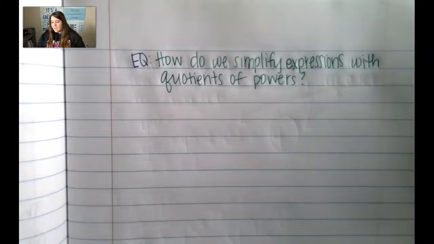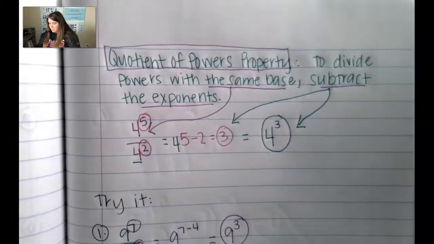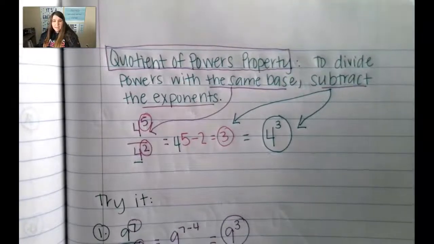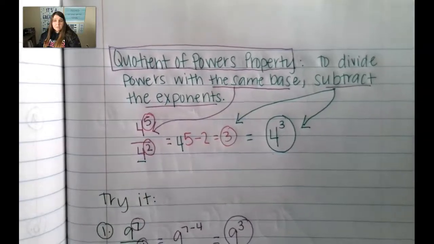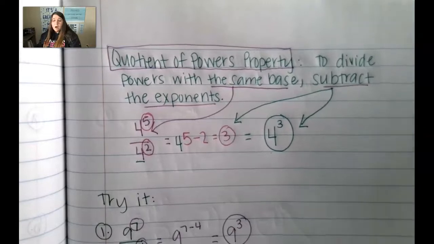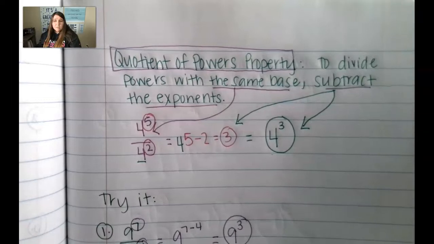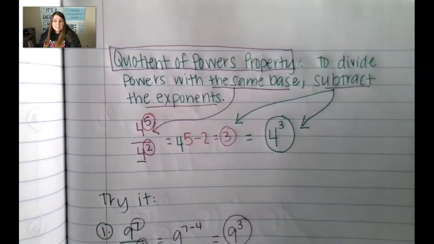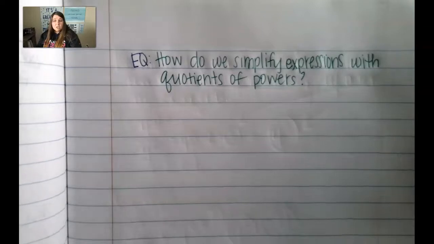So we looked at quotients of powers yesterday, and we talked about the property and saw that when you have two powers that are being divided, or three powers, or four, whatever, all you have to do is subtract those exponents to simplify down. Well, today we're going to be looking at simplifying expressions.